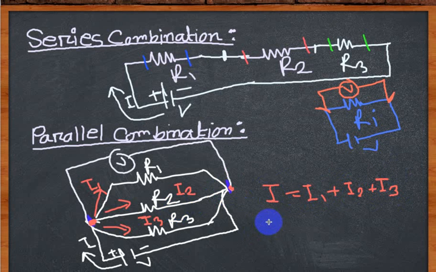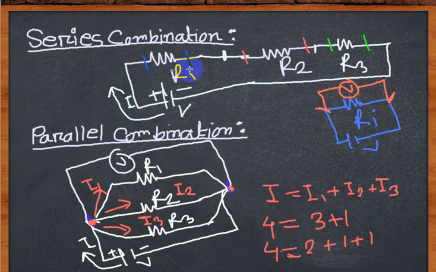In a basic sense we can write 4 equals 3 plus 1, or 4 equals 2 plus 1 plus 1. So if 4 is like I, then 2 is like I1, 1 is like I2, and 1 is like I3. So in that sense we can write that from the first terminal the current gets divided and the last terminal will get the total current back.